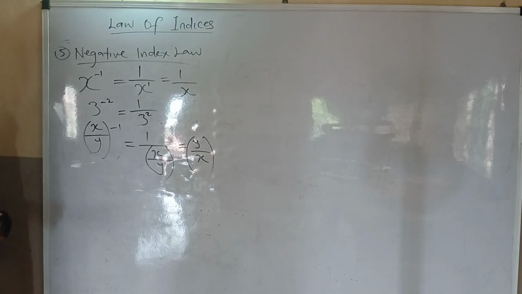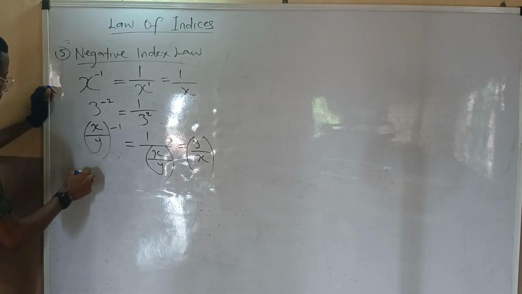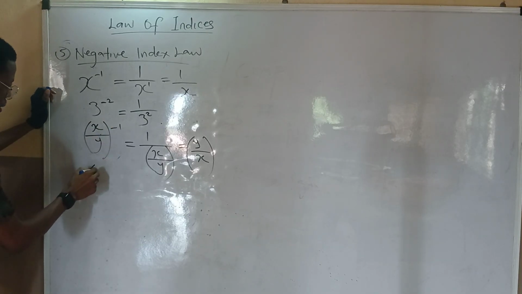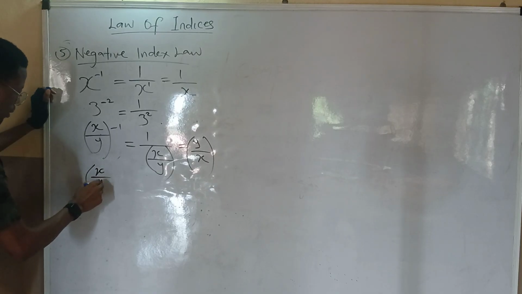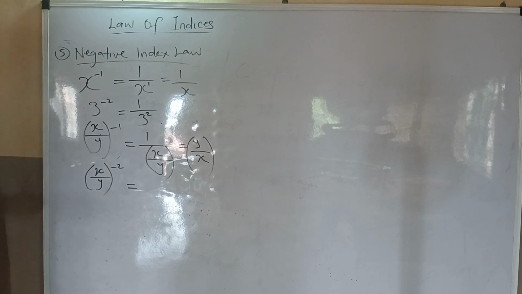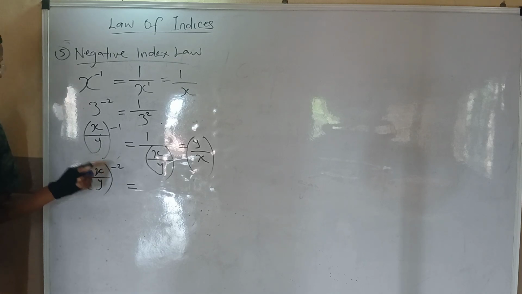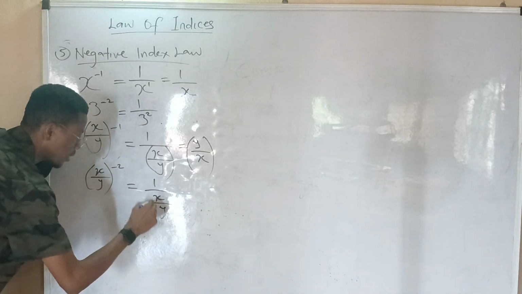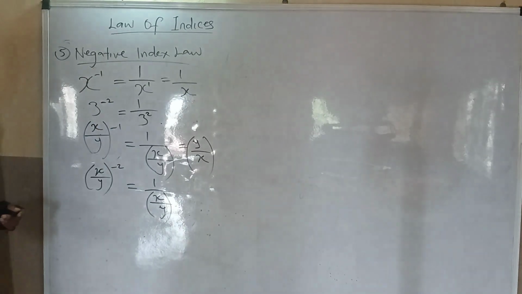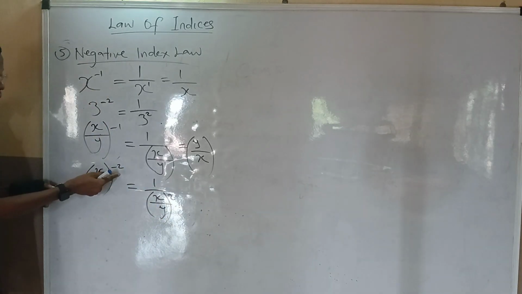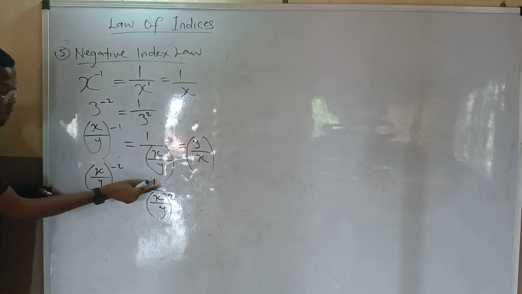Are you following? Okay. If I have another instance, let me not use 1. Let me use another number. We have x over y raised to the power of minus 2. What does this give me? Now this gives me the reciprocal. The minus brings about the reciprocal, which is 1 over x over y, raised to the power of 2. I told you what happened here is the negative index brings about the reciprocal.